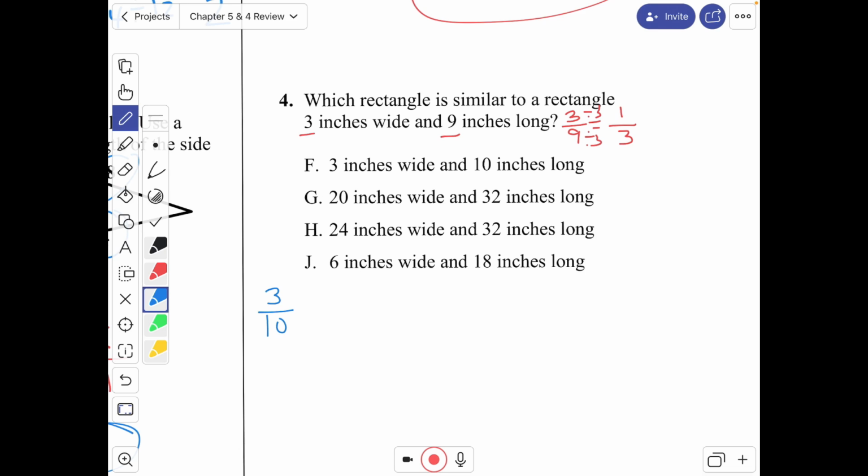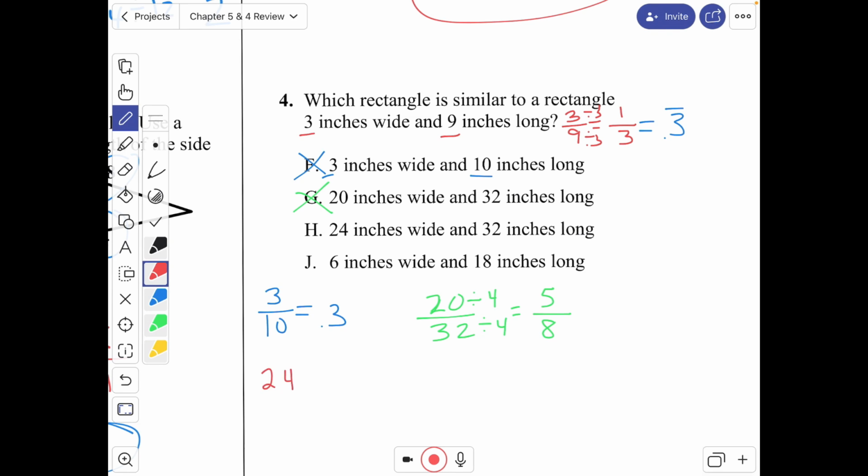3/10 does not simplify anymore. It would just be 3/10, which is not the same as 1/3. If you need to change it to a decimal, you can. This would be the repeating 3, which is not the same as 0.3. Then we have 20 over 32. And we can simplify both of those by 4. And we get 5/8, which is not the same.